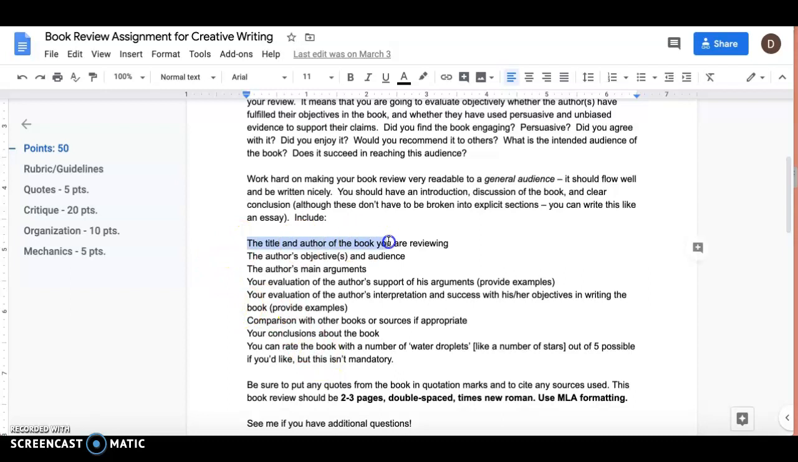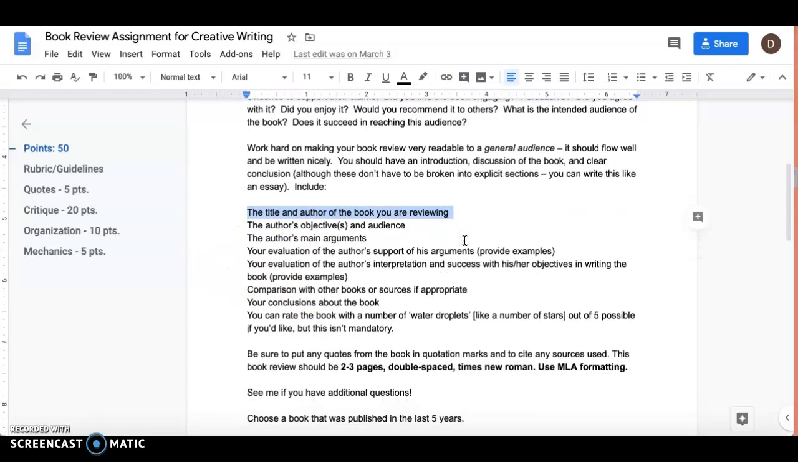So, cover the title of the author and the book that you're reviewing, the author's objectives and audience, the author's main arguments, the evaluation of the author's support of his arguments, your evaluation of the author's interpretation, and the success of his or her objectives in writing the book, comparison with other books or sources if appropriate, your conclusions about the book, and then you could rate this book number of stars or whatever out of possible, but you don't have to, right? This is a very low stakes assignment.